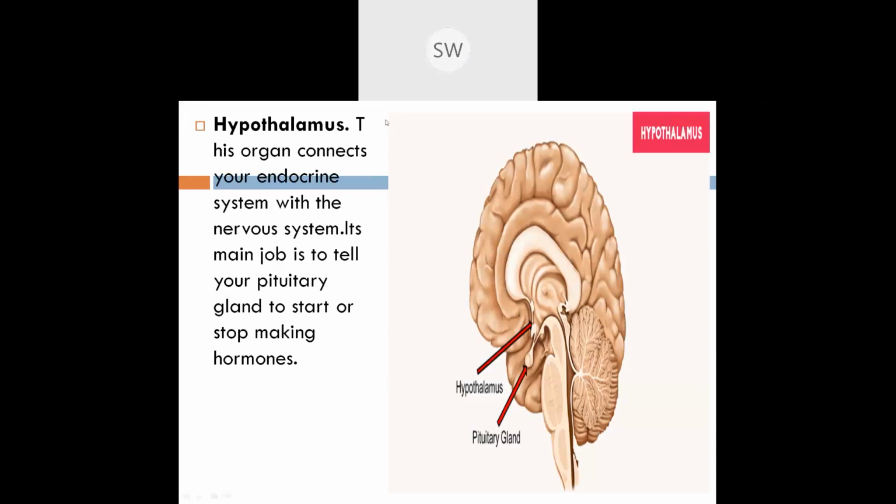Now let's see the first one, that is the hypothalamus. You will find the hypothalamus in your brain. This organ connects your endocrine system with the nervous system. What is the function of the nervous system? It controls your body functions. It is the master system of your body. This nervous system is a different unit, and I'll explain it to you clearly later. For now, you just need to know that the nervous system is the master and controls the body.